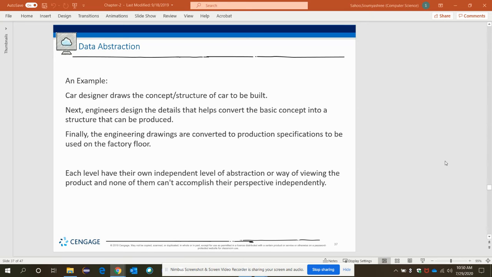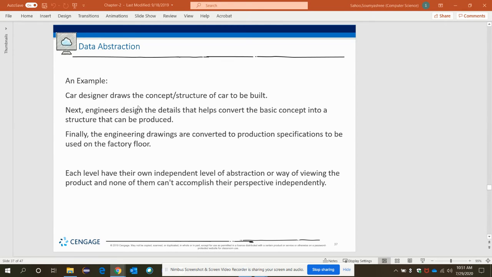So, database systems are made up of complex data structures. Do you want to know all about it? To ease the user interaction with the database, the developers hide internal irrelevant details from users. This process of hiding irrelevant details from the user is called data abstraction. So let's take an example.